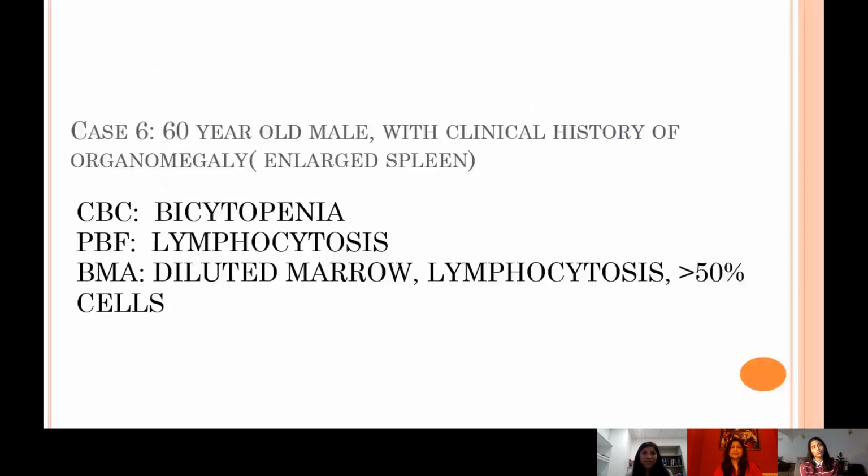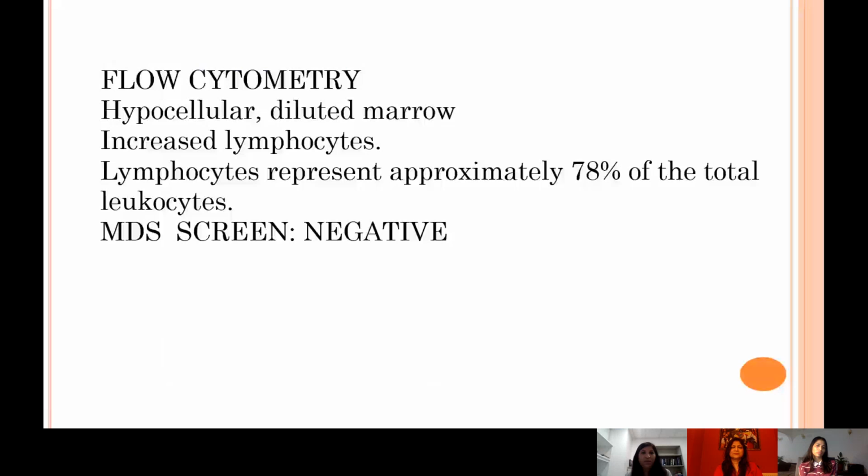Case number 6. This is a 60-year-old male with clinical history of organomegaly. Patient had an enlarged spleen, and on CBC there was bicytopenia. In peripheral blood film and in aspirate, there was lymphocytosis, and on flow cytometry again, there was lymphocytosis, and lymphocytes were approximately 78% of the total leukocyte count. This patient was also screened for MDS, which was negative.